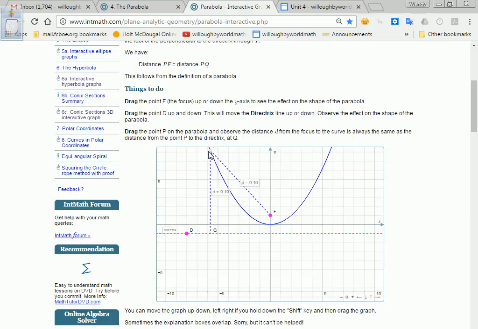Now watch as I move it. Do you see these distances are still the same? As I move it, the distances are still the same. As I move it and throw it down here at the vertex, the distances are still the same. They're always the same.